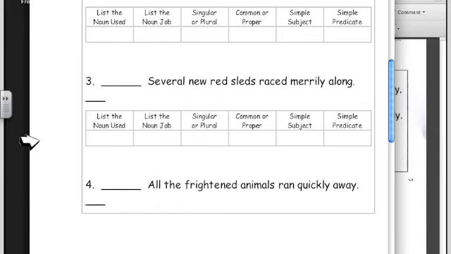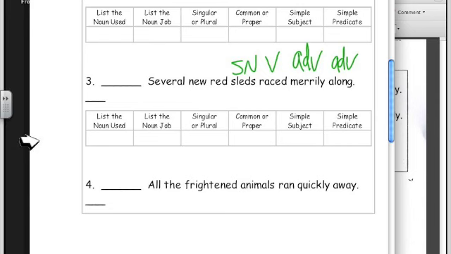Several new red sleds raced merrily along. What raced merrily along? Sleds. Subject noun. What is being said about sleds? Sleds raced. Verb. Raced how? Merrily. Adverb. Raced where? Along. Adverb.